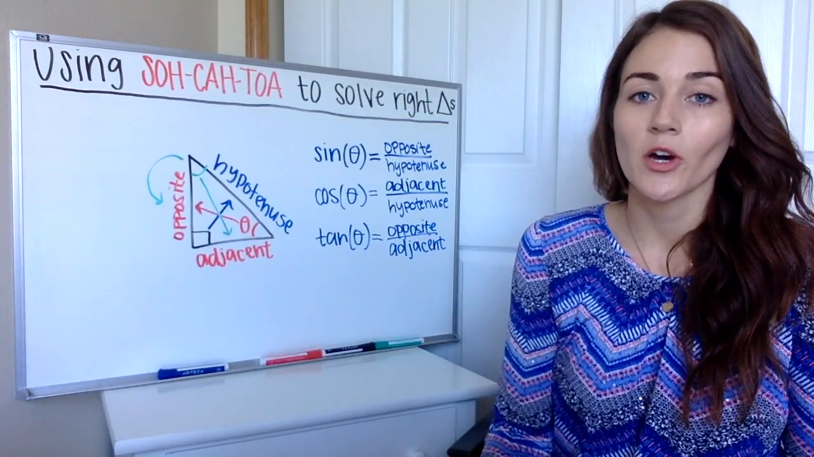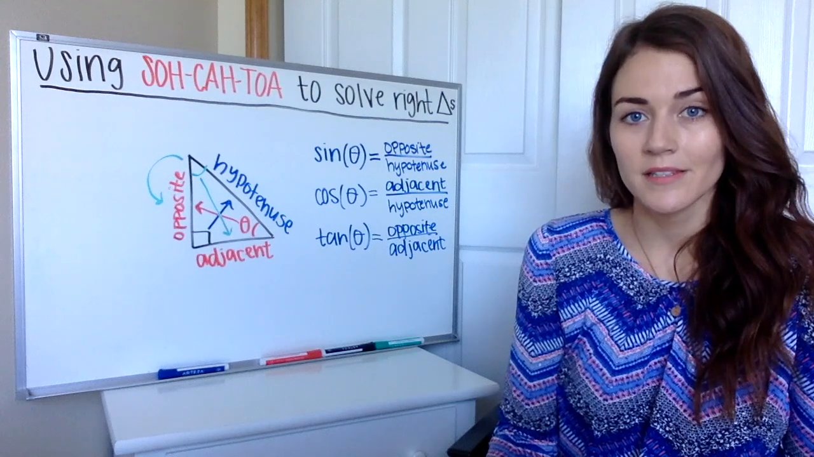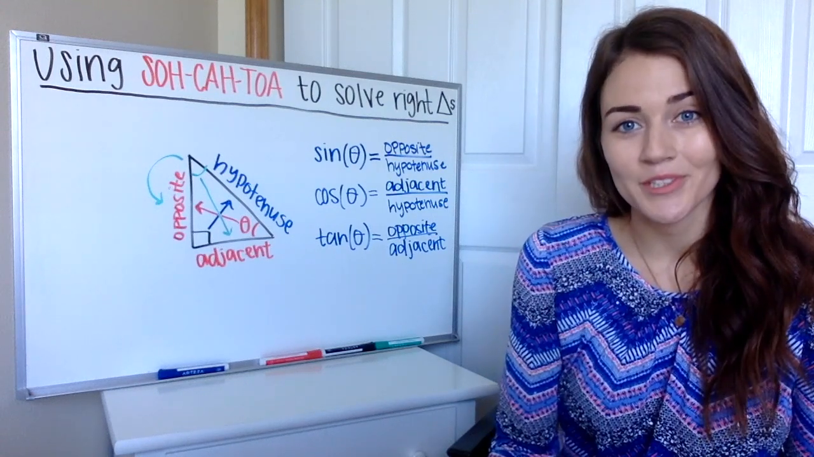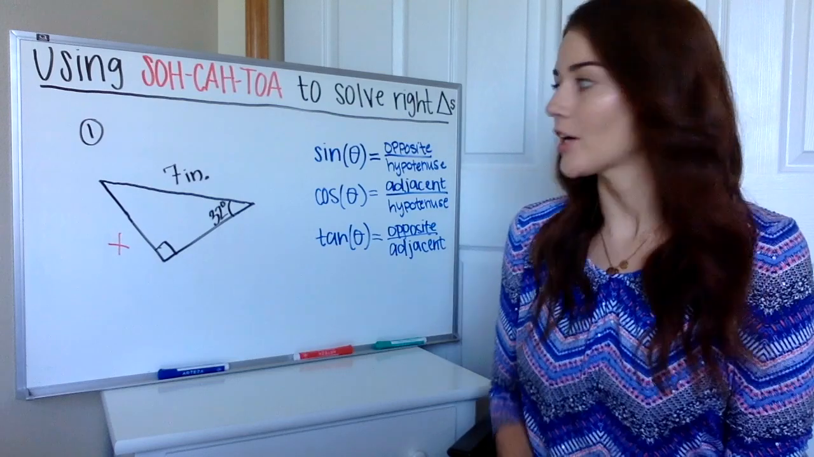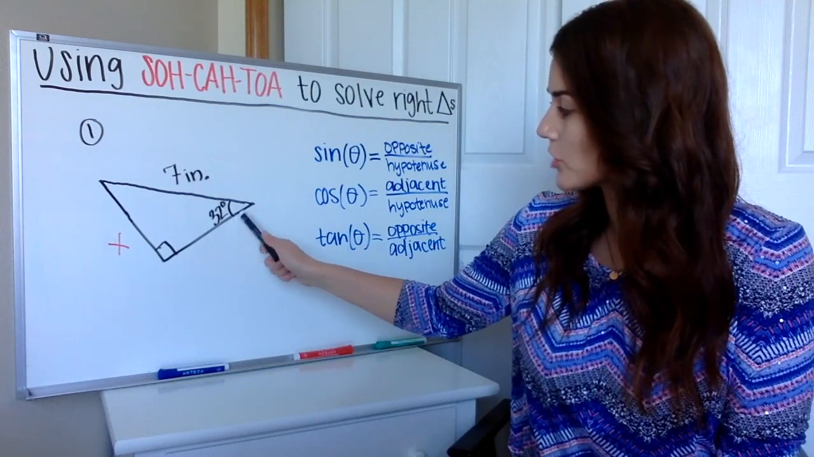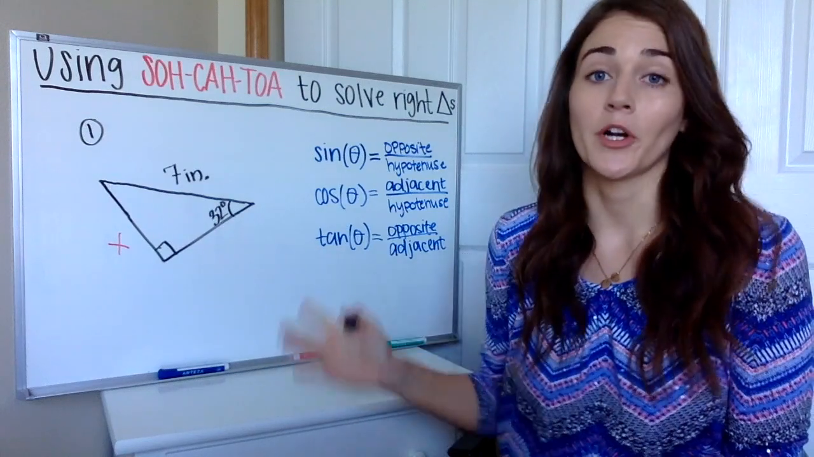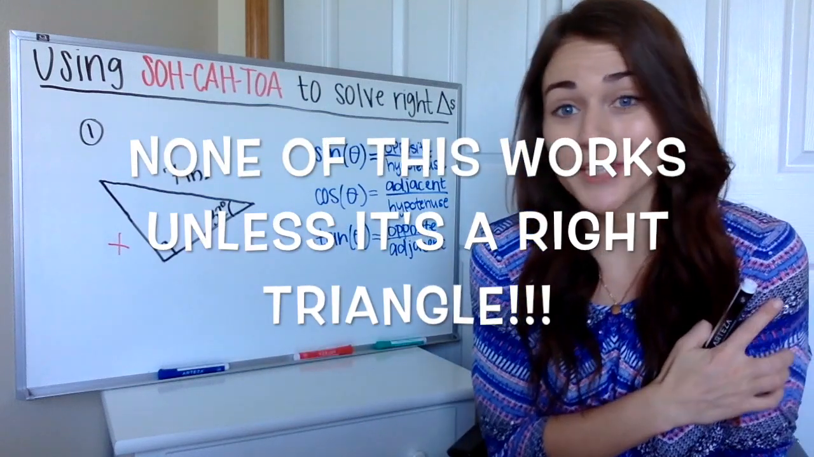So now that we know what Sohcahtoa is, and we know how to use it, let's look at some examples. Okay, our first example here, we're given our angle of 32 degrees, and of course, our 90-degree angle. Remember, none of this works if it's not a right triangle.